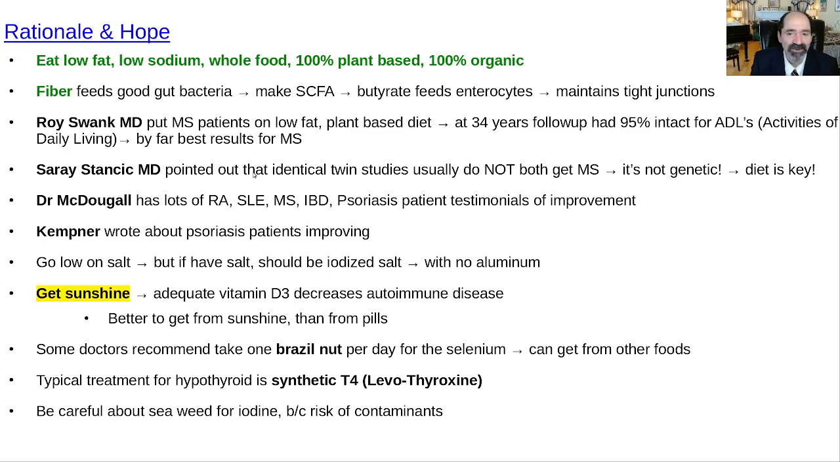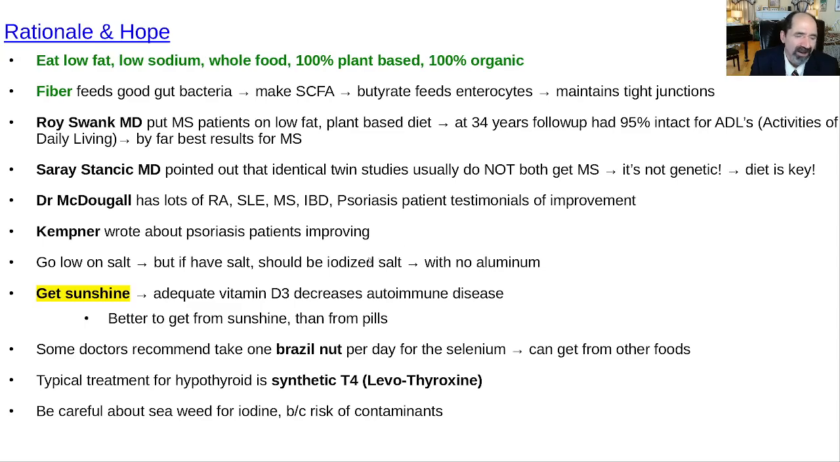Diet is a huge component. It's not primarily genetic. Roy Swank saw that the Norway patients in the dairy areas had much worse MS, so he put his patients on no dairy and lowered their fat intakes, and he's got the best results of anyone in the world, by far, from a dietary approach to multiple sclerosis. At 34 years, 95% of his patients were intact for ADLs, activities of daily living. That's extraordinary, by the way.